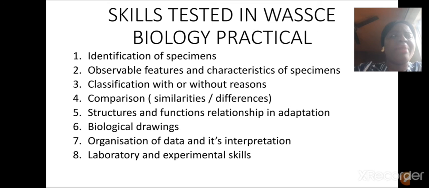And you don't have to be ambiguous. You have to write the simple English name. Now, to observable features and characteristics of specimen.